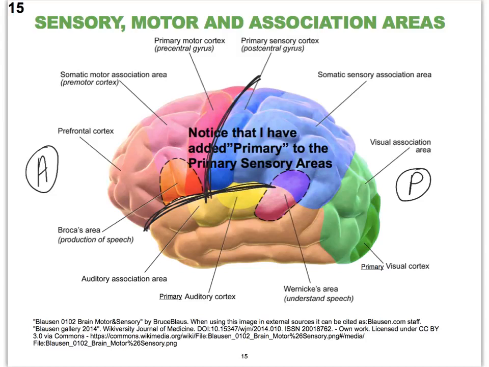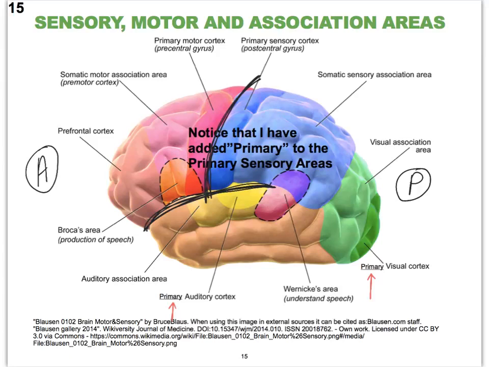We have a primary visual cortex. Notice that here I have added that term primary because it was lacking, but that is a primary sensory area. And here again, I have added the term primary for the primary auditory cortex. So the bright green here on the very back of our cerebrum, in that occipital lobe, that is our primary visual cortex, and in the temporal lobe, where it meets with the parietal lobe, we have the primary auditory cortex.